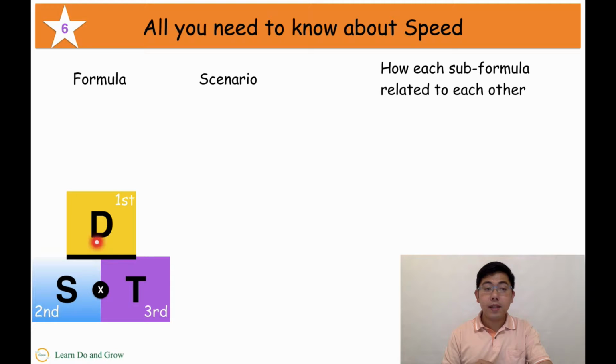If you want to find D, we just have to block D. What do you see? You see S times T. So that is a formula. What if I want to find S, speed? Then I block speed. What do you see? You see D divided by T. If you want to find T, I block T. You will see D divided by S. So this is the main formula.